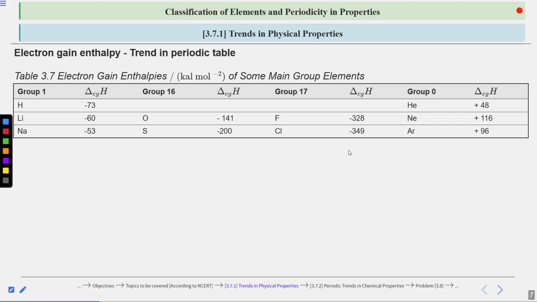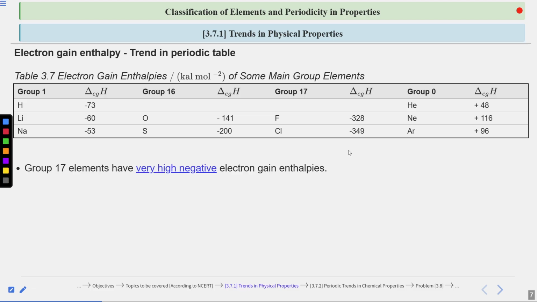So you can see that as we are moving from left to right, the electron gain enthalpy is becoming more and more negative. Whereas if we are moving from up to down, it is becoming less and less negative. You can see that trend in lithium and sodium. As we move from lithium to sodium, the value has become less negative, from 60 to 53. And there is a very high negative value on the right hand side.